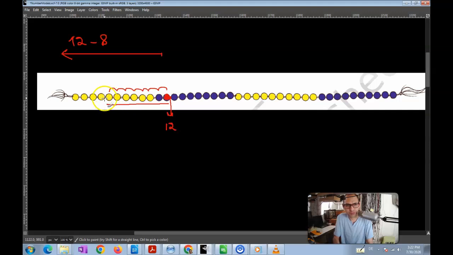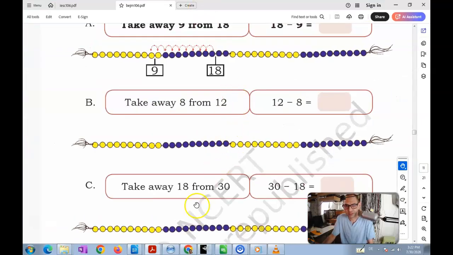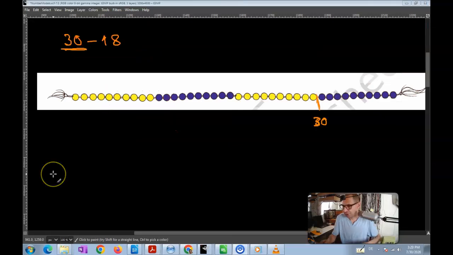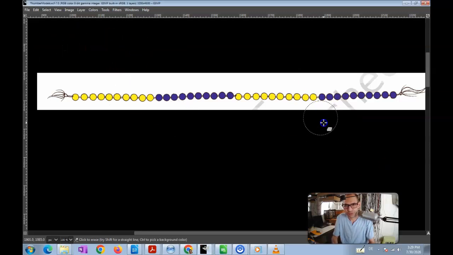Then I could put my marker over here, and what remains is 1, 2, 3, 4 beads over here, which means that 12 minus 8 is equal to 4, right? Now let's do one more of these, because this is a little bit tricky. You might make mistakes. Okay, so now let's do this calculation, which is a 30 minus an 18.